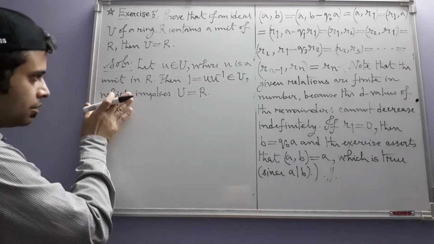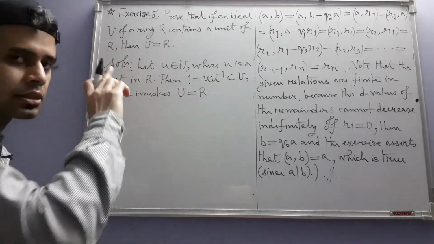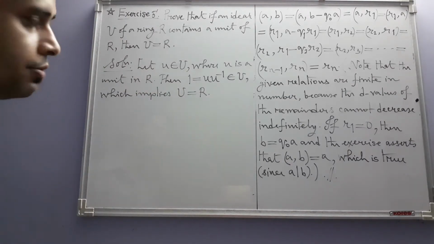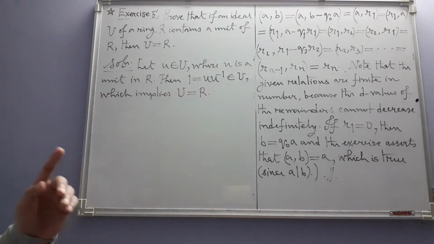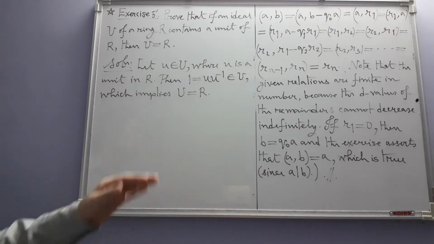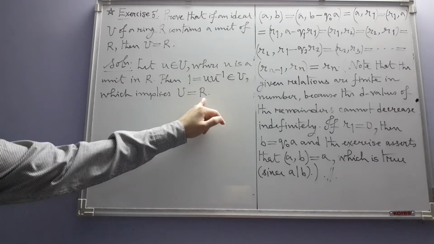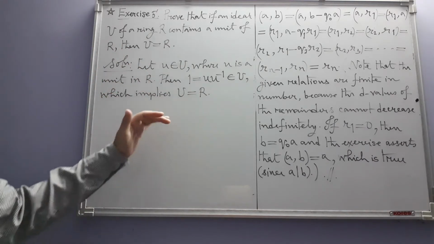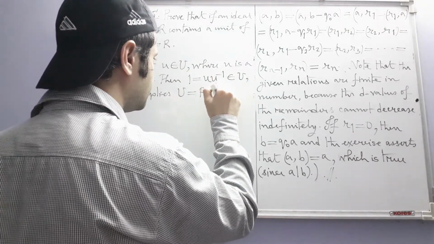And in concluding this, we are using a previous exercise which we came across, I think, after introducing ideals, which says that if R is a ring with unit element and U is an ideal of R which contains that unit element, then U has to be equal to R. So that's it. This is the solution.